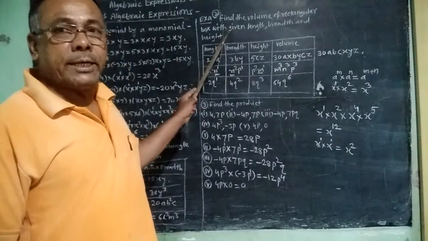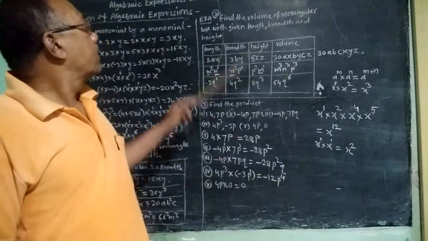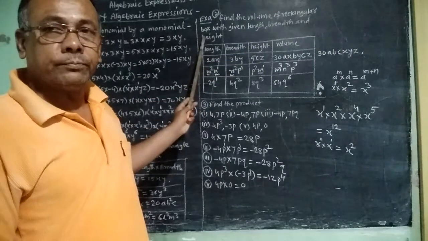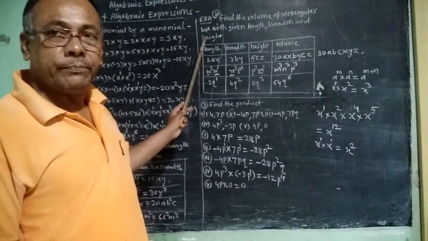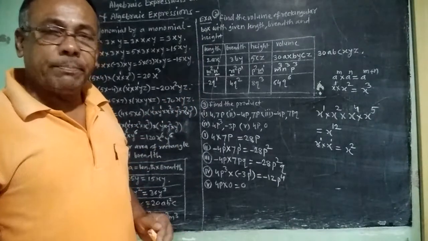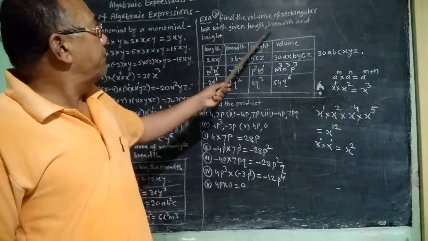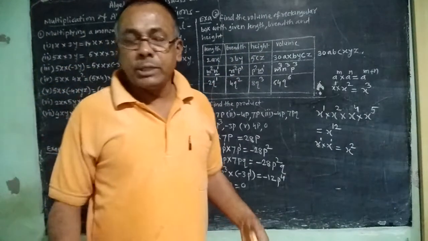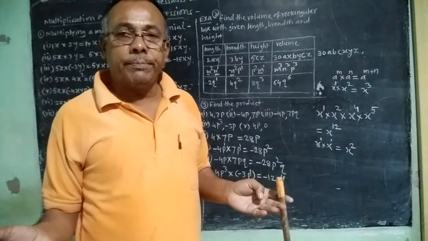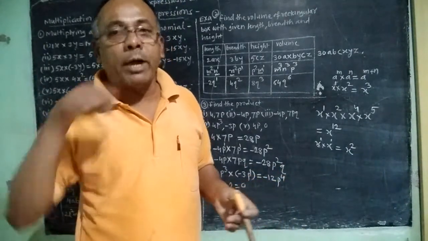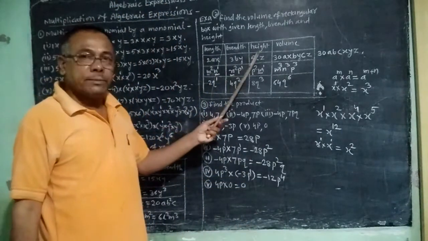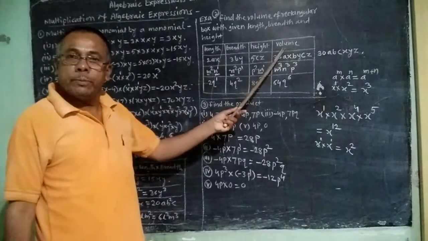Here in the second example, find the volume of a rectangular box, that is a cuboid. The rectangular box is of cuboidal shape with given length, breadth and height, and we know that the volume of the cuboid or rectangular box is equal to length into breadth into height. So length into breadth into height is equal to volume.